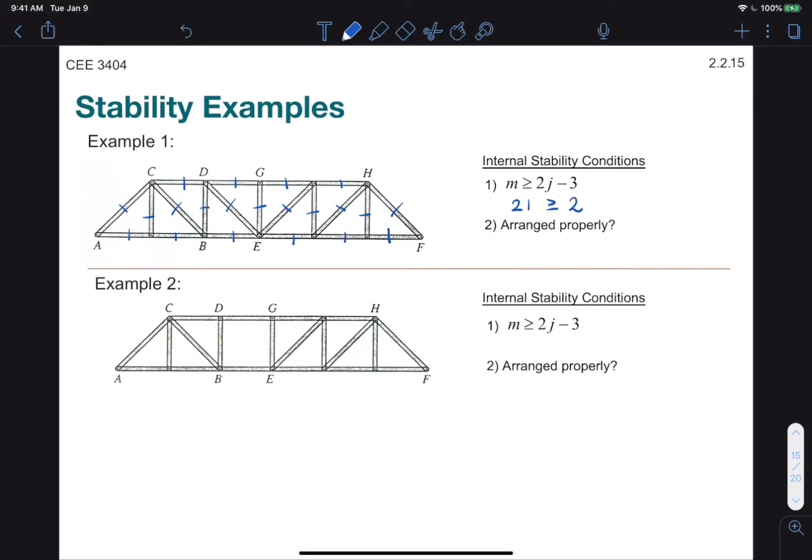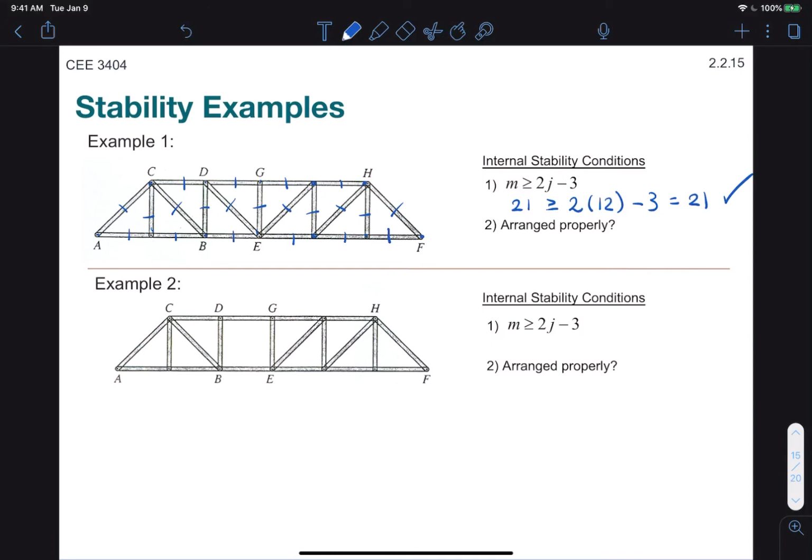Next, we count the number of joints. 1, 2, 3, 4, 5, 6, 7, 8, 9, 10, 11, 12. 12 joints, 2j minus 3. That gives us 21, which checks that condition. And we're still not done.